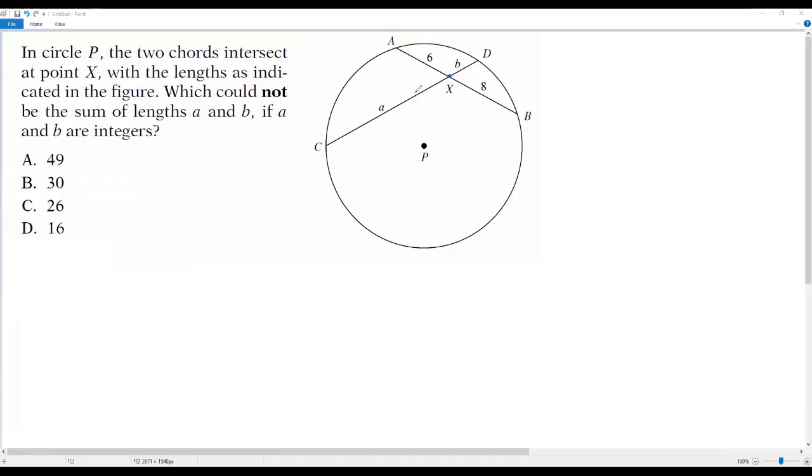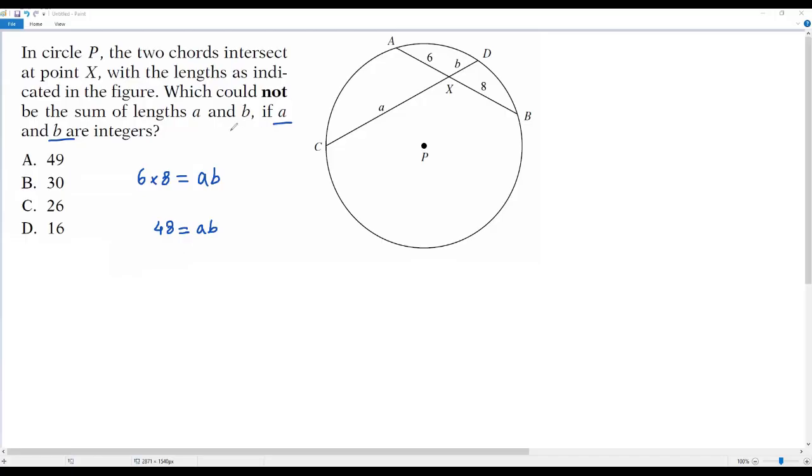That is, the product of the lengths of the segments of the first chord, that is 6 times 8, is equal to the product of the lengths of the segments of the second chord, that is A times B. Here 6 times 8 is 48, that is 48 equals A times B. And the question says A and B are integers.